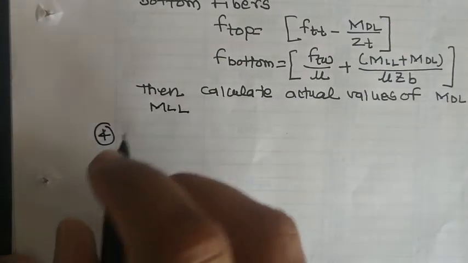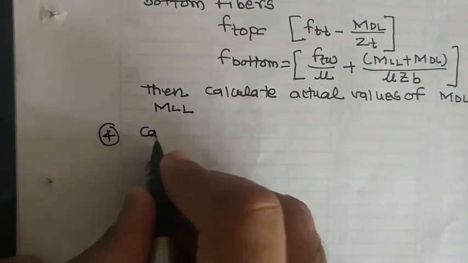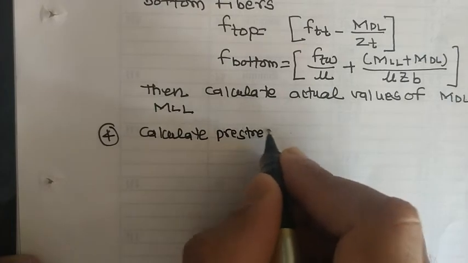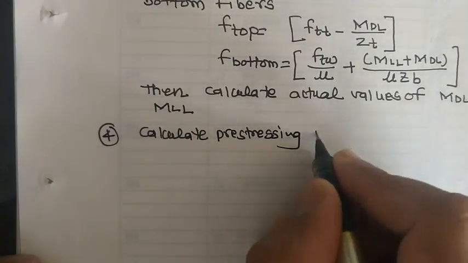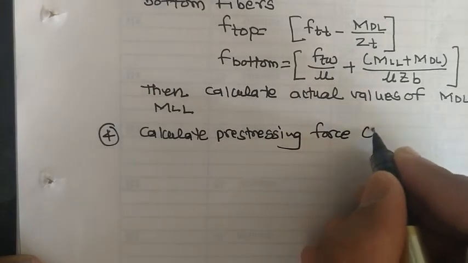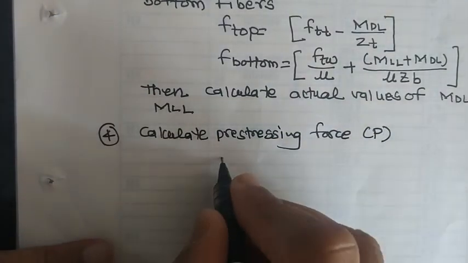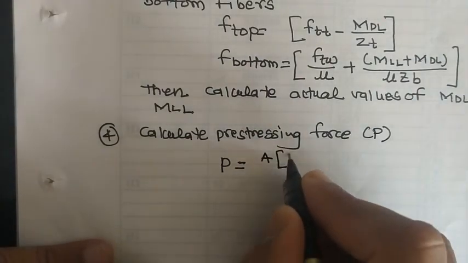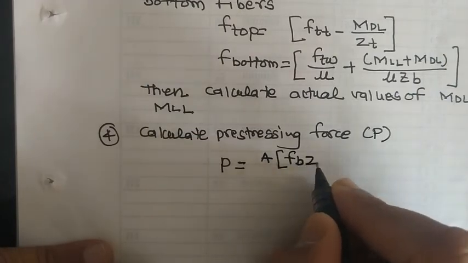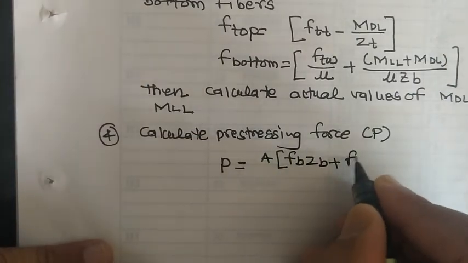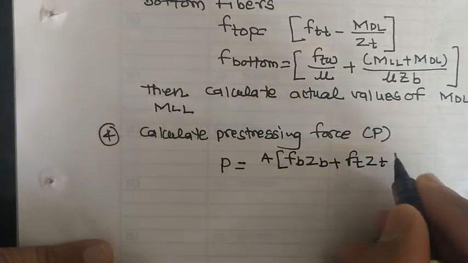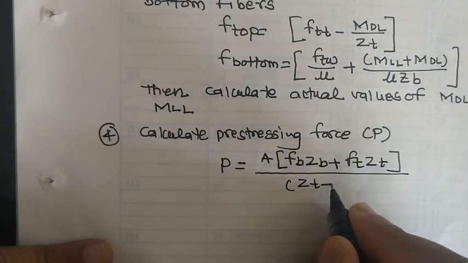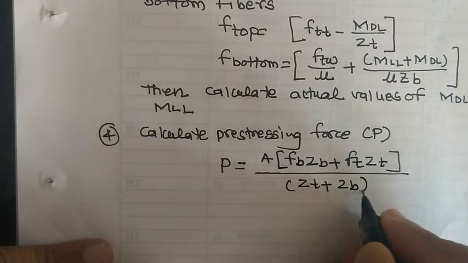Finally, step number 4, calculate prestressing force. Calculate prestressing force P using this formula: P is equal to A into (F bottom into Z bottom plus F top into Z top) divided by (Z top plus Z bottom).